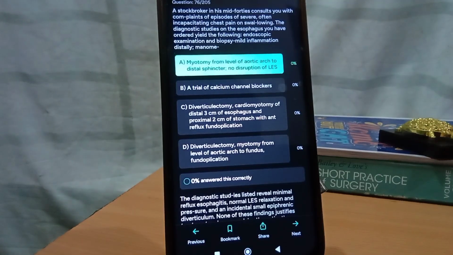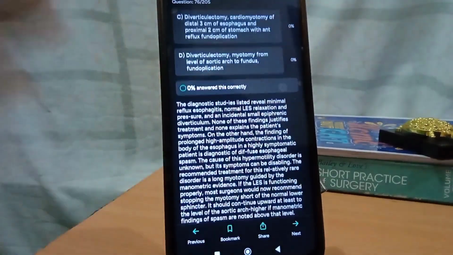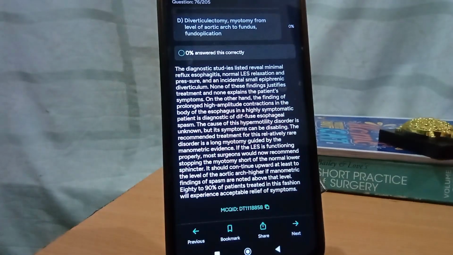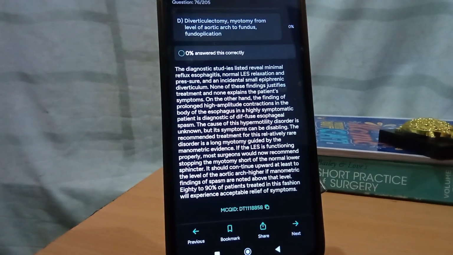A stockbroker in his mid-40s consults you with complaints of episodes of incapacitating chest pain on swallowing. The diagnostic studies on the esophagus you have ordered yield the following: endoscopic examination and biopsy show mild inflammation distally. So the diagnostic studies listed reveal minimal reflux esophagitis, normal lower esophageal sphincter relaxation and pressure, and an incidental small epiphrenic diverticula. None of these findings justifies treatment, and none explains the patient's symptoms.